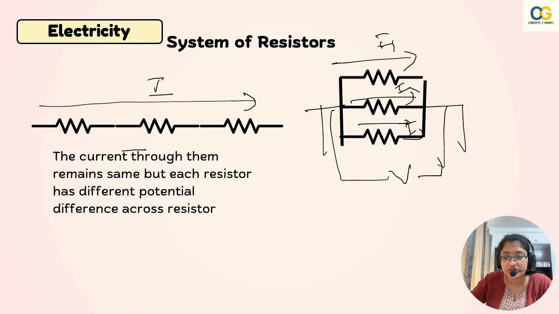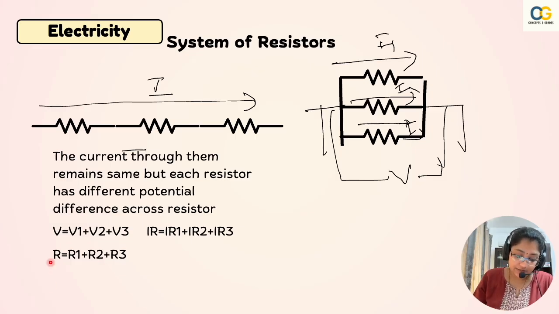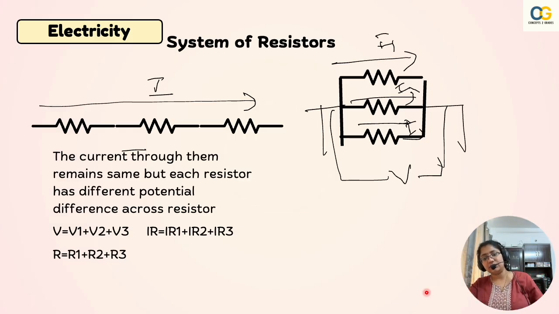There is a different potential difference across each resistor in the case of series. So the potential difference would be the sum of all potential differences, V1 plus V2 plus V3. So when I apply Ohm's law to this, I can write V is equal to IR, where I is the current flowing through and R is the value of the resistor. So IR will be equal to IR1 plus IR2 plus IR3. If I remove the I from this equation, I can write the equivalent resistance in series as R1 plus R2 plus R3. So if I add up all the resistors, I will get the equivalent resistance in the case of series.